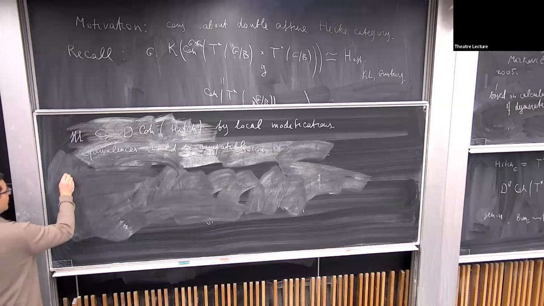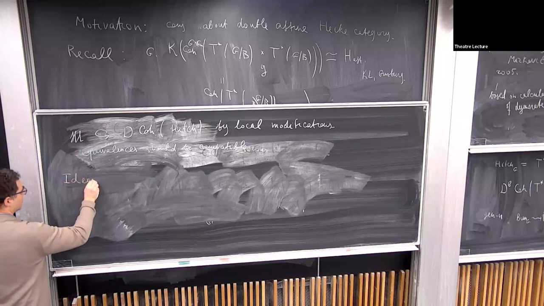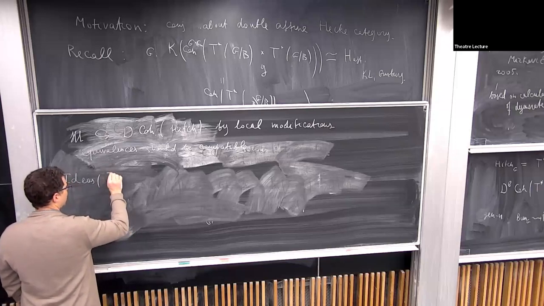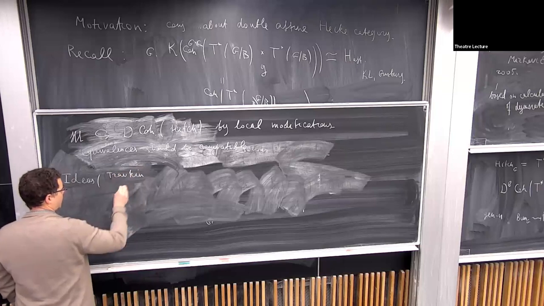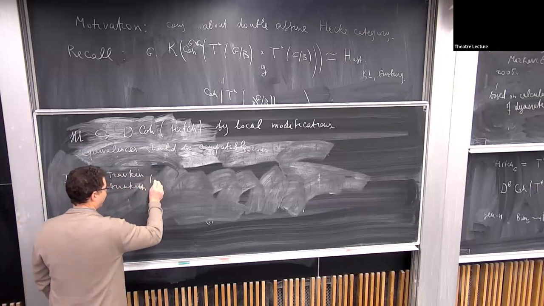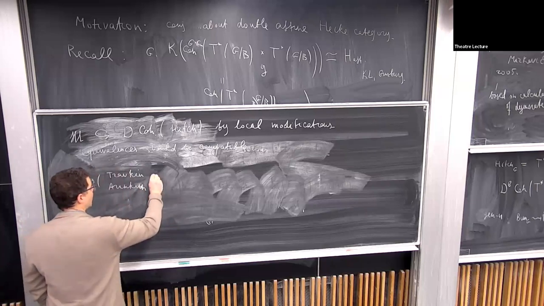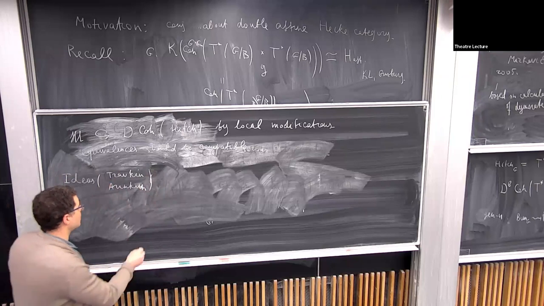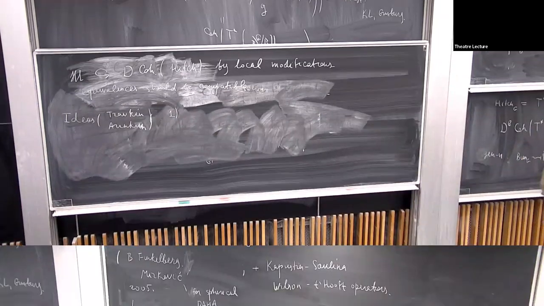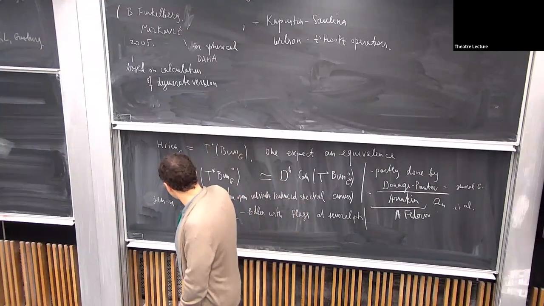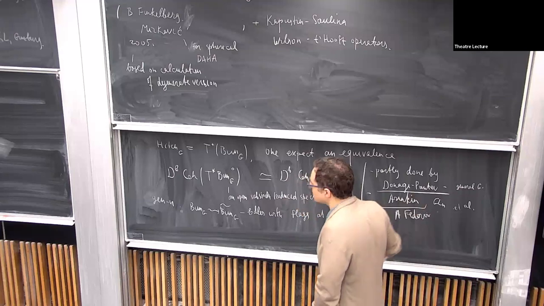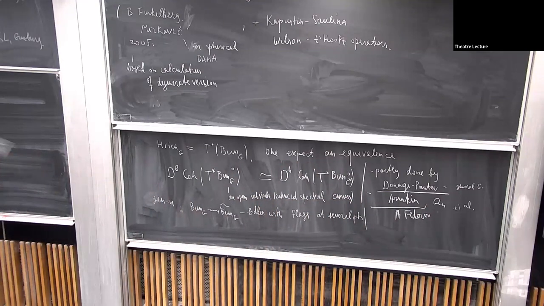And so, okay, I'm going to mention some ideas. It was independently explained by Travkin and Arinkin, but unfortunately, that's unpublished. And so I just want to mention that first. The global equivalence should really imply the local equivalence. In particular, this should give an approach to proving it in the case.